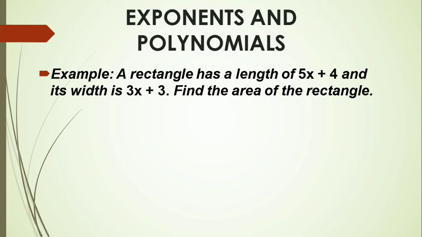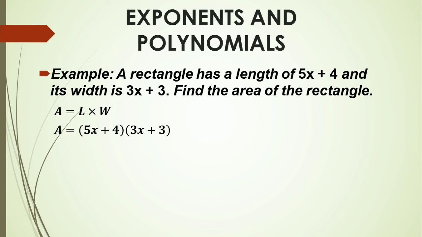A rectangle has a length of 5x plus 4 and its width is 3x plus 3. Find the area of the rectangle. Since you are watching this, you know that to find the area of the rectangle we need to multiply its length and its width. So, the area of the rectangle is equal to length times width.